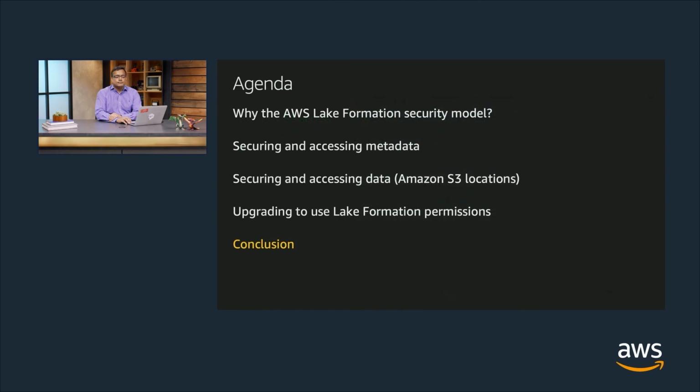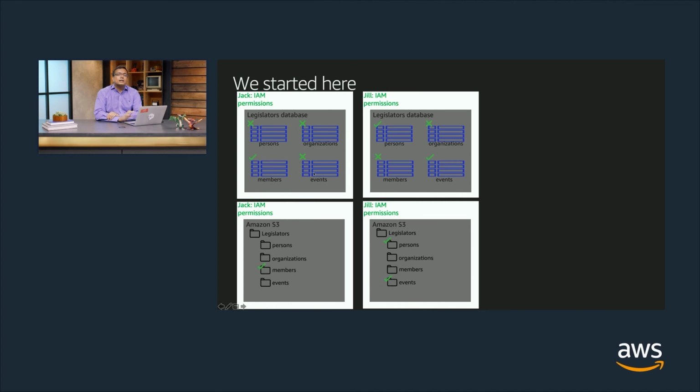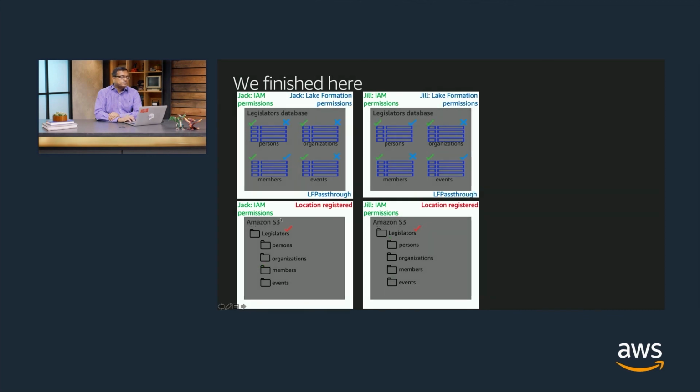So in conclusion, we started here. We started in a world where access to everything was being authorized by IAM permissions. Jack had IAM permissions giving him access to the members table. Jill had IAM permissions giving her access to the persons and the events table. They also had corresponding S3 permissions. We moved from this to this, where we used coarse grain IAM permissions, fine grain Lake Formation permissions, and we locked down S3 permissions entirely. So it's only Lake Formation that's granting access to S3 locations.